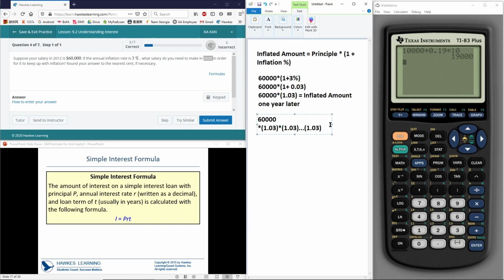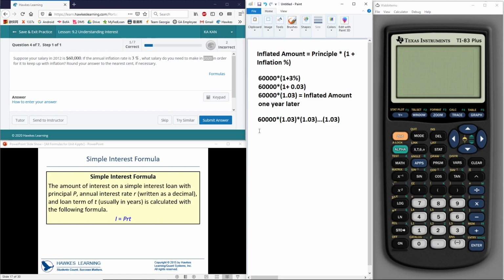Here we do it 8 times. But just to make it easier, on a calculator you can do this: 60,000 times 1.03, then raise it to the power of 8. Then you multiply that particular thing 8 times. You don't have to do it this way.